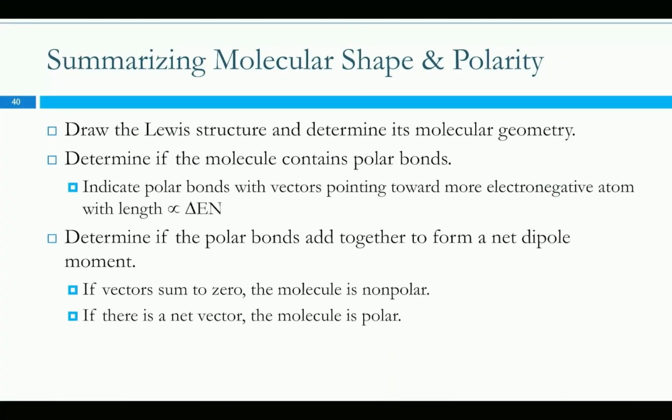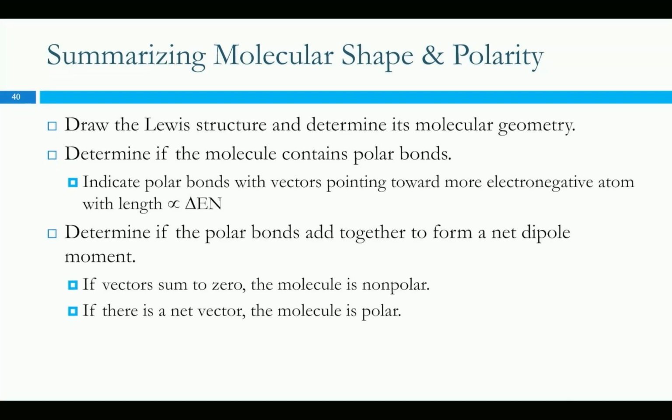The Lewis structure determines the molecular geometry, so you need that first. Then you determine if there are polar bonds. If there aren't even polar bonds, then it's not going to be polar. Then you determine if the polar bonds add together to form a net dipole moment. If all your vectors sum to 0, so they're all just canceling out, then it's nonpolar. If there is a net vector, the molecule is polar. And that's really probably the best way to do it.